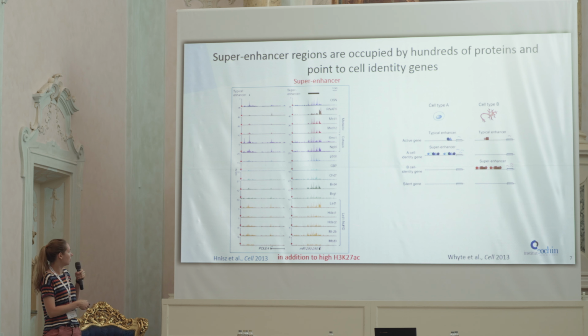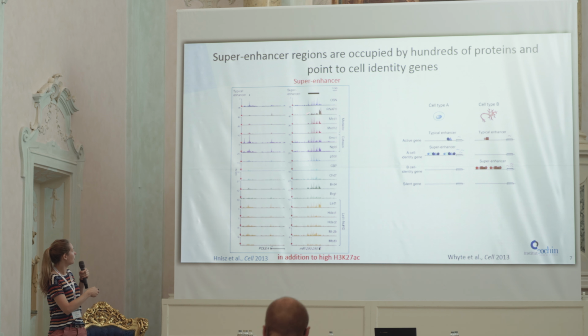And in addition to the K27 acetylation mark that I mentioned that you can find in these super enhancers, you can also see lots of RNA Pol II binding on the super enhancer regions, as is shown here.